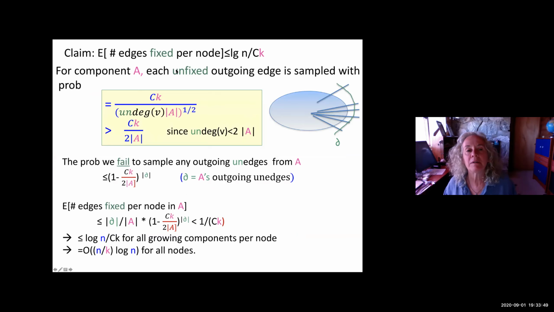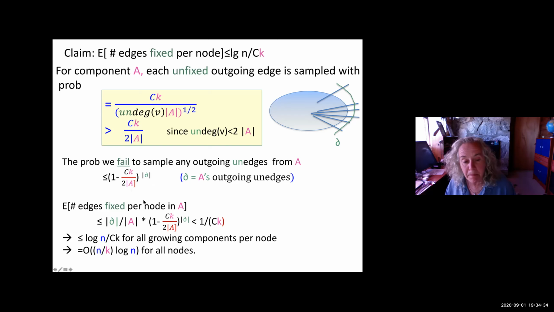All right, so the way we show this is that we show that the number of edges fixed per node in A is less than log n over ck, over some constant times k. So what's going on? What we're trying to do is find an outgoing edge from A. And this is the boundary. We'll let this del be the boundary of A. We're trying to find one of these edges by sampling. And we're sampling each edge with this probability. Now we note that this probability is around k over the size of A. And the probability we fail to sample any of these edges is just 1 minus this probability raised to the number of edges, which is the size of the boundary.